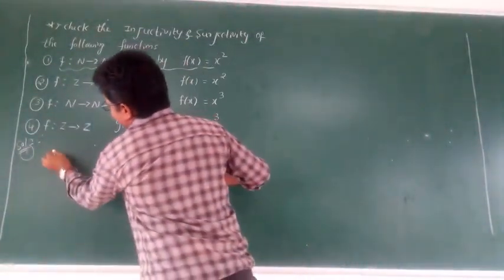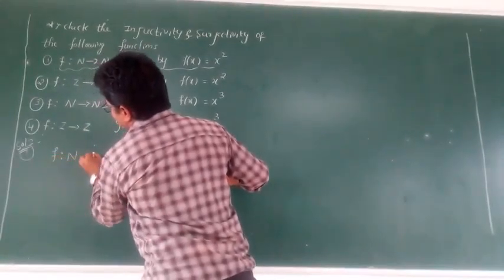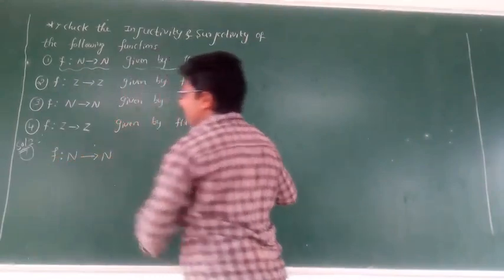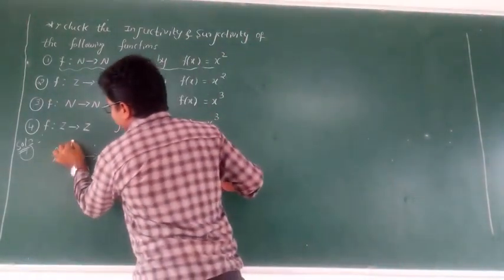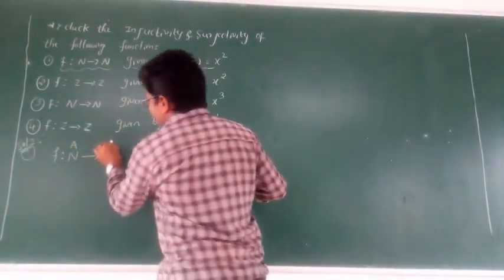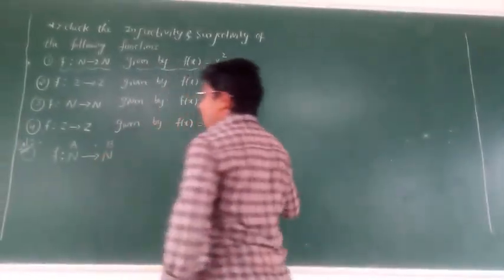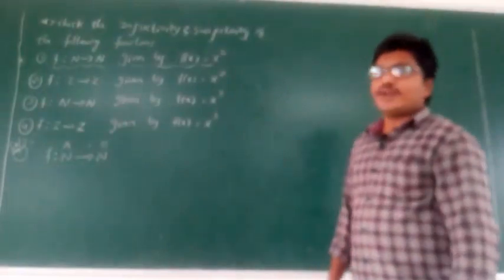What is the given function? Once again we will write it. The given function is f from N to N. It means in the place of set A and also in the place of set B, we will write natural numbers. Both are sets; we have to consider two natural number sets.